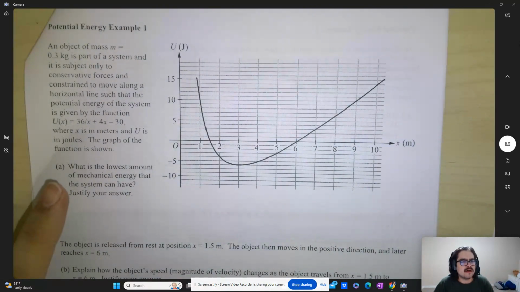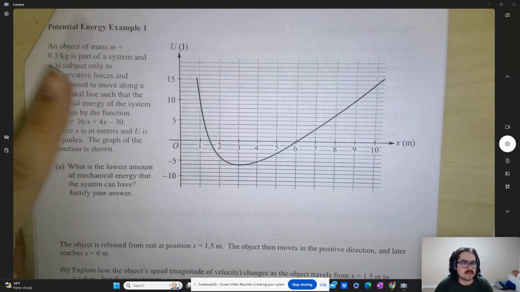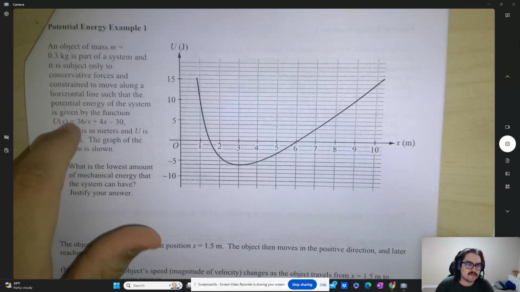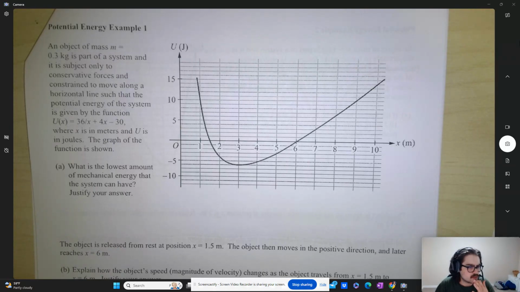Okay. Object of mass m equals 0.3 kilograms, part of a system subject to only conservative forces, so that means that energy is conserved. Potential energy of the system is given by this function right here. That's a funky looking function. X is in meters, U is in joules. Graph of the function is shown here. Okay. So what's the lowest amount of mechanical energy the system can have?